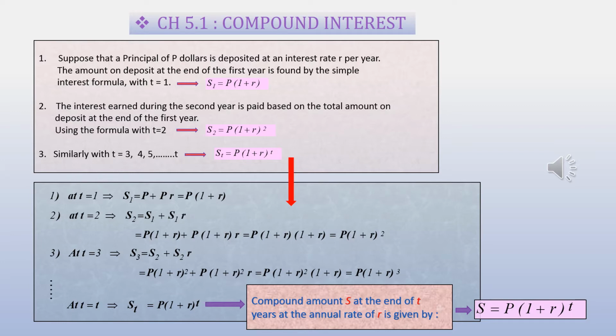Compound amount S at the end of T years, at the annual rate of R, is given by S equal to P multiplied with 1 plus R to the degree of T. Compound amount S means the amount after T years. Okay, now we have the formula of the amount of money after T years, which we call compound amount.